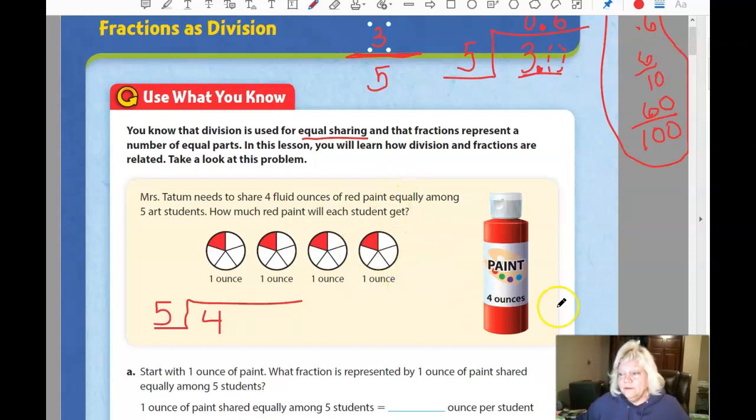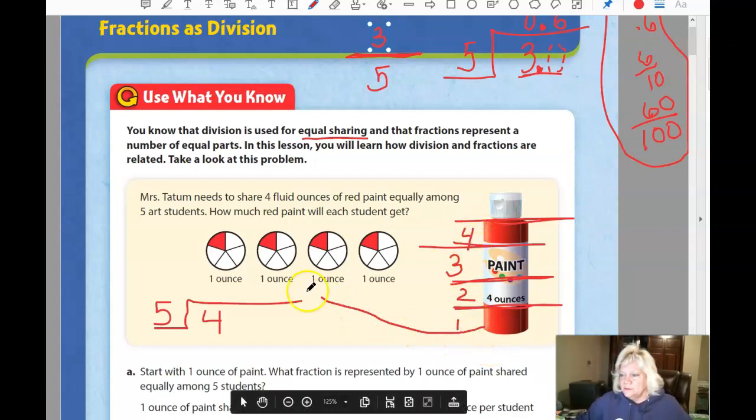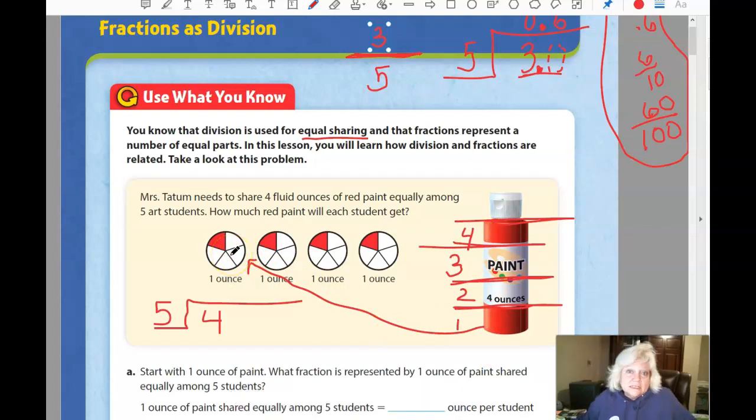So what we've done is we've thought, okay, here's 1 ounce, here's 2 ounces, 3 ounces. So I've got 4 ounces. Here's my 1, my 2, my 3, and my 4. So I'm going to take this first ounce and I'm going to put it over there. And I'm going to divide it into 5 sections because everybody gets a little bit. And I'm going to take my second one and it's going to be over here and it's going to also get divided into 5 because I've got 5 people that need to paint. And my third one goes here and my fourth one goes here.